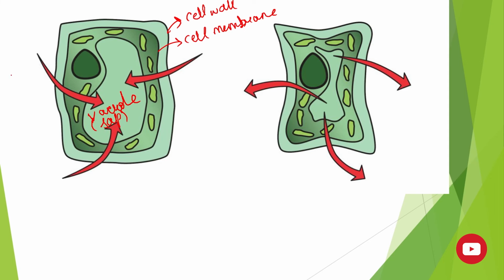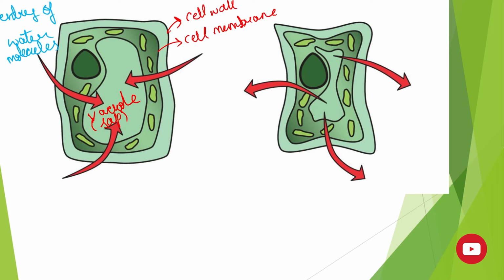Water molecules are entering. This arrow indicates the entry of water molecules. Water molecules from the surroundings are entering into the cell. And due to that, what is happening? The cell is becoming tight. That is, the cell is filling up with water more. Hence, the cell is becoming compact and tight.